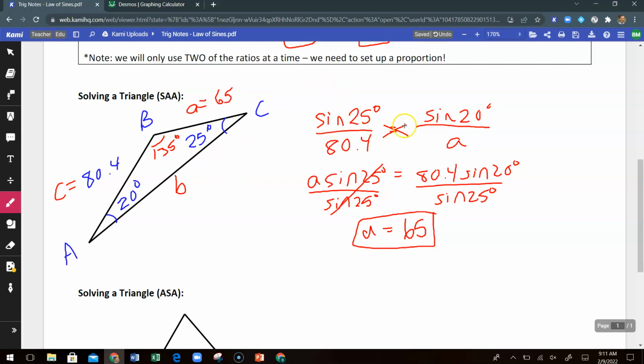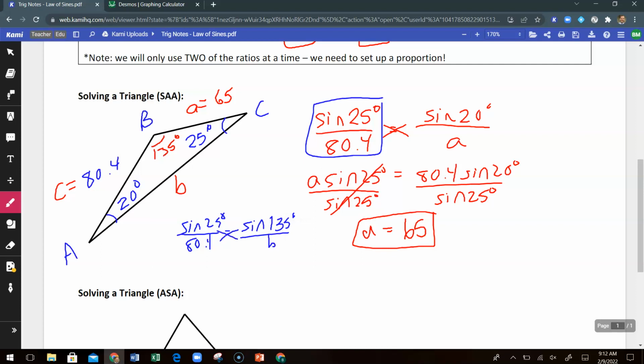What I have to do is set up a law of sines again and use B instead of using A. I'm still going to use the information of C because that's what was given. So I'm going to do the sine of 25 degrees over 80.4, but this time I'm going to set it equal to the sine of angle B, which is 135 degrees, divided by side length B.